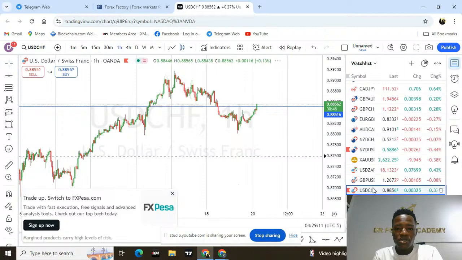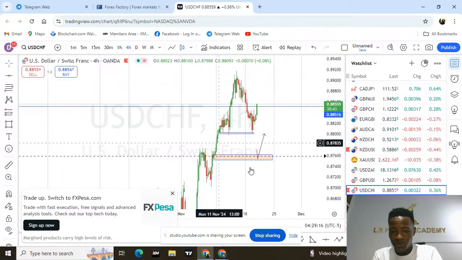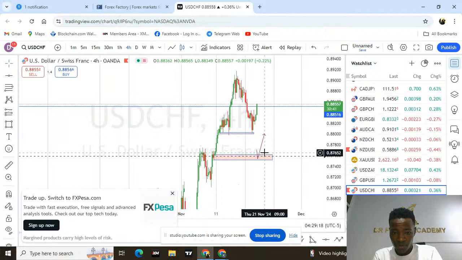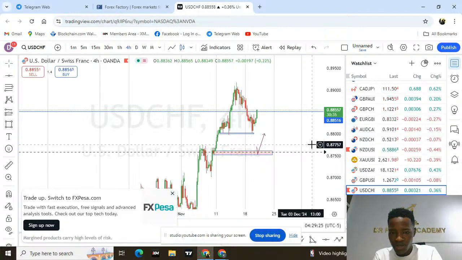On USD CHF, we are looking for the market to come back to the order block here. This is the only safe zone for me to have buys. This is the only buy I've looked at, the safe zone for my buys on USD CHF.